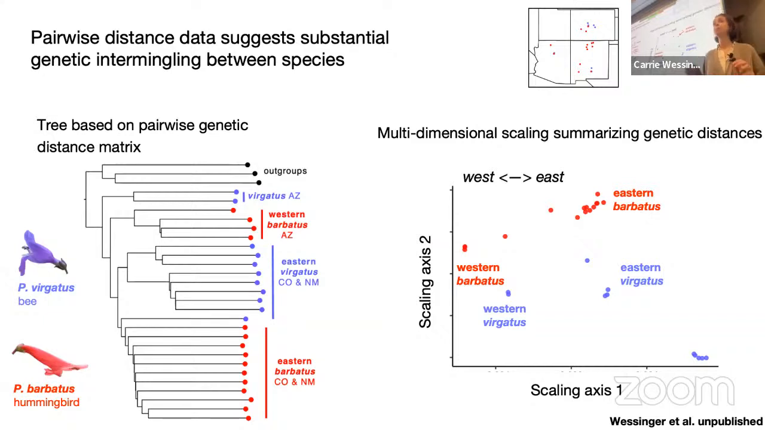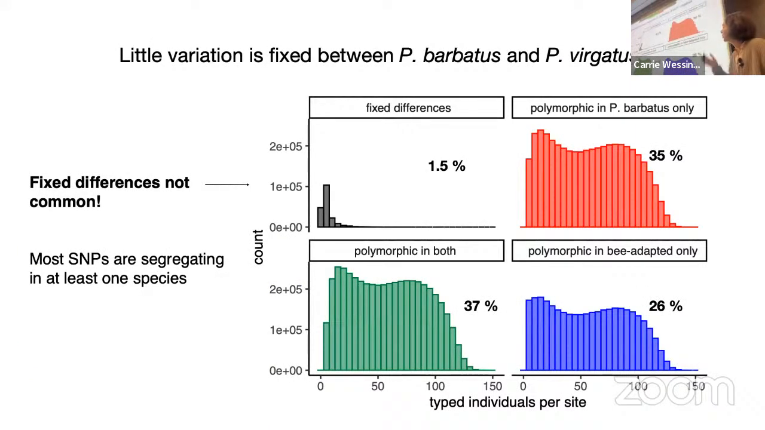So we started by looking for range-wide fixed differences between these species. And we really came up short. There are very few SNPs that are fixed differences between species. Most of the biallelic SNPs in our data set are polymorphic in both species, or segregating in either barbatus or virgatus. And the sites that do appear fixed actually have low coverage across individuals, and so they may appear fixed just spuriously due to a small sample size.